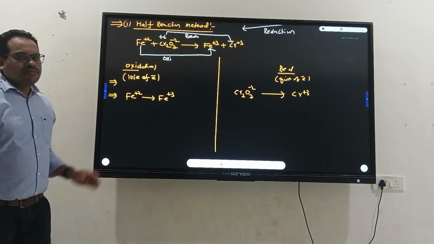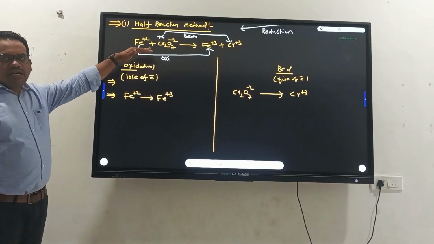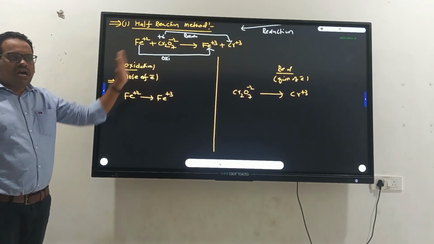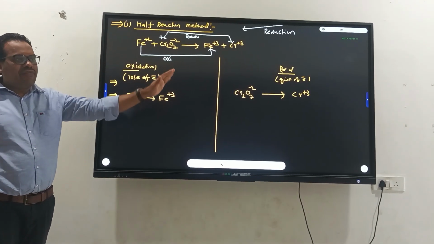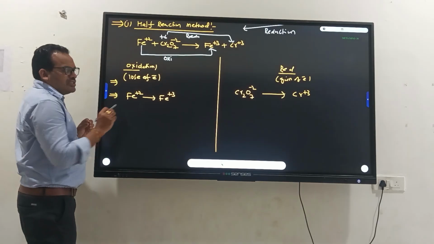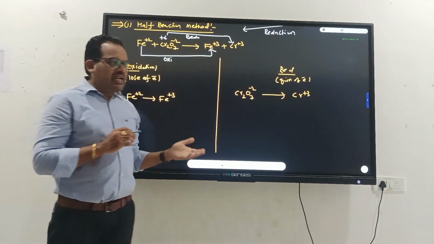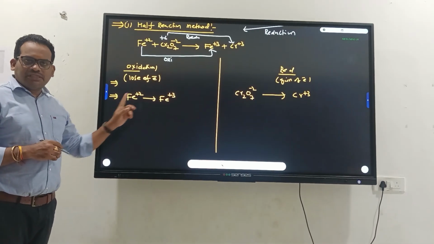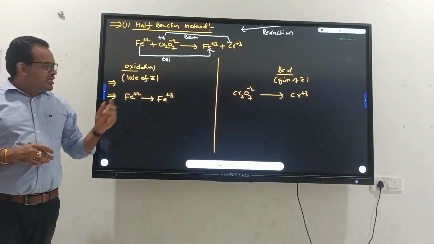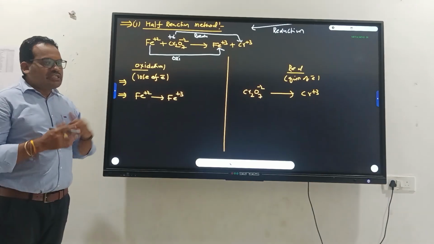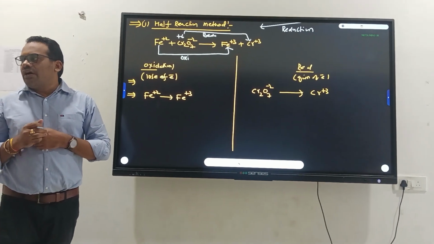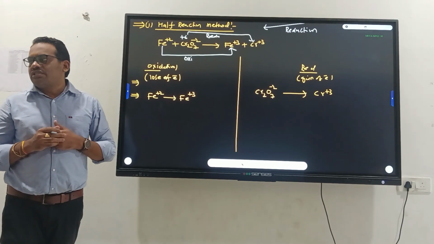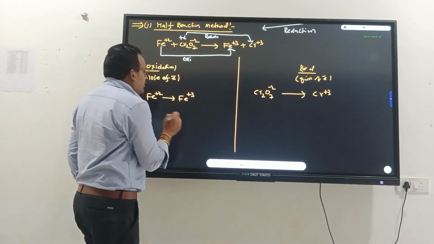Is it clear, children? So step 1 is finding the oxidation state and we are separating the half reactions, means we have to write the oxidation and the reduction. Now in this case, children, simplest thing, first you have to balance the metals. So how many metals are there here? Here one metal is there, here also one metal is there, and metals are balanced. Next, what you have to balance, children? You have to balance the charge. Balancing of the charge, how you will balance, children?